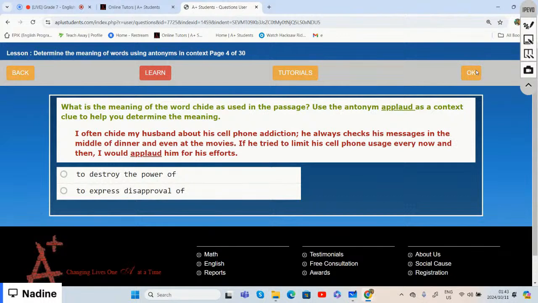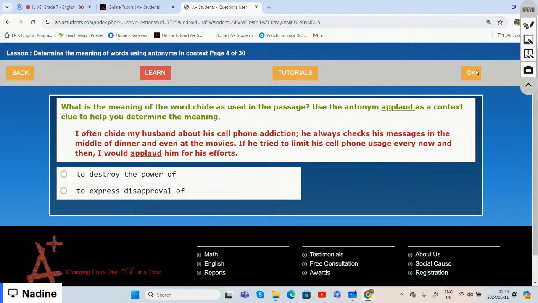All right. Then the next one says, what is the meaning of the word chide as used in the passage? Use the antonym applaud as the context clue to help you determine the meaning. I often chide my husband about his cell phone addiction. He always checks his messages in the middle of dinner and even at the movies. If he tried to limit his cell phone usage every now and then, I would applaud him for his efforts.